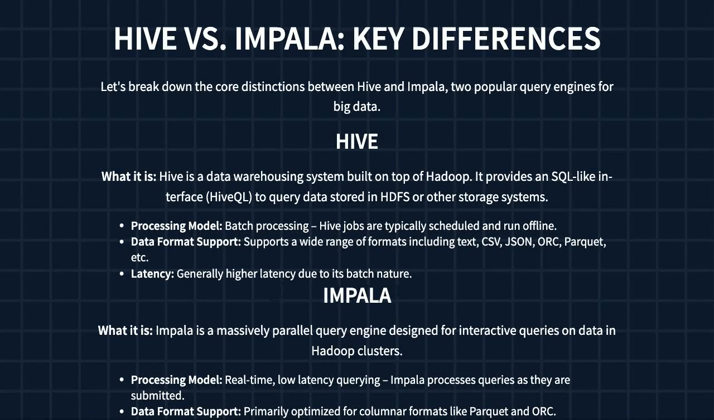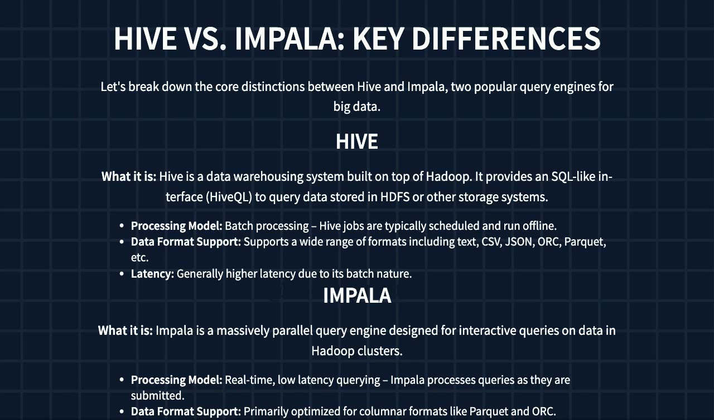Okay, let's talk about Hive and Impala. Both are tools for working with big data in Hadoop, but they have really different strengths. Hive is like a traditional data warehouse. You set up your queries and it processes them later, often overnight. It's great for reports and moving data around, ETL.